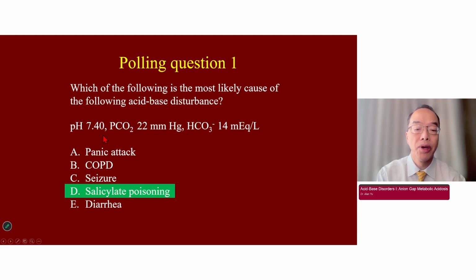But here the pH is perfectly normal, and we conclude from this that there are two disorders at the same time, metabolic acidosis and respiratory alkalosis. So it's not a panic attack, because that would cause the respiratory alkalosis, but that doesn't explain the metabolic acidosis. It's not just diarrhea, which would explain the metabolic acidosis, but not the respiratory alkalosis. But salicylate poisoning classically causes both.